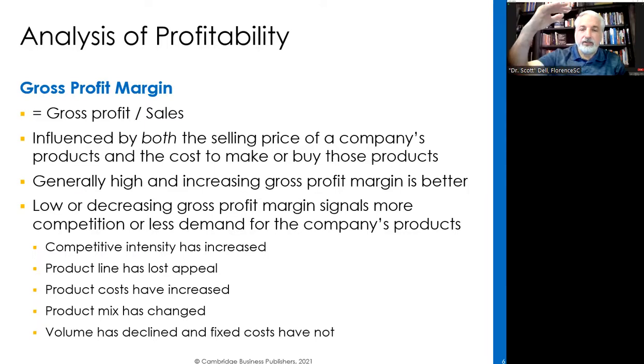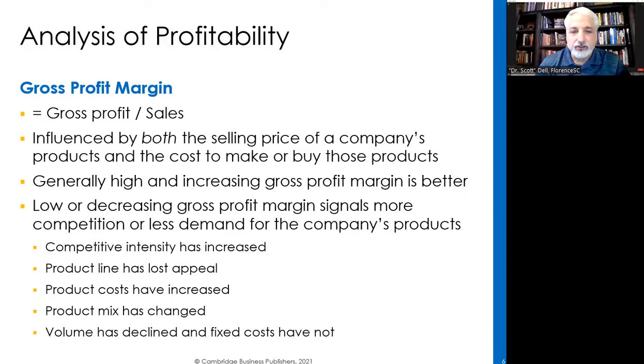You can't raise a price. If it's really competitive, maybe you have to lower your price or discount. And if the costs don't change, you're now making less gross profit, which ultimately will yield less net profit, net income. Sometimes product costs have increased.